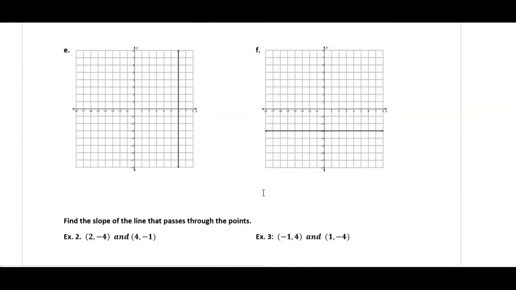So in letter E, as soon as I see a vertical line, right? If I look at this line, vertical line, I know I can't walk on it. Therefore, I know my slope is undefined. Okay? And if I look at this line, I'm not walking uphill. I'm not walking downhill. What's kind of a neutral number? Well, 0. So the slope of this line would be 0.